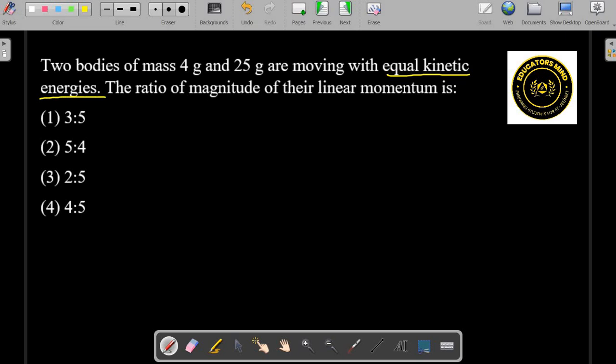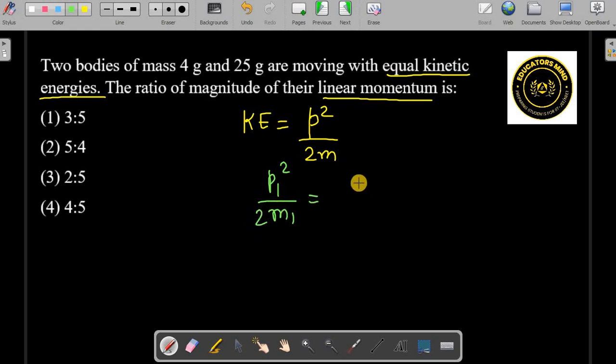Kinetic energies are equal, right? The ratio of magnitude of their linear momentum. So what we can do, we can write kinetic energy in terms of linear momentum. Kinetic energy can be written as p square by 2m, all of us know. If kinetic energies are equal, then we have to calculate the ratio of their momenta, right? So p1 square by 2m1 you can write, equal to p2 square by 2m2. Obviously this factor 2 will get cancelled and we have to calculate from here p1 by p2.